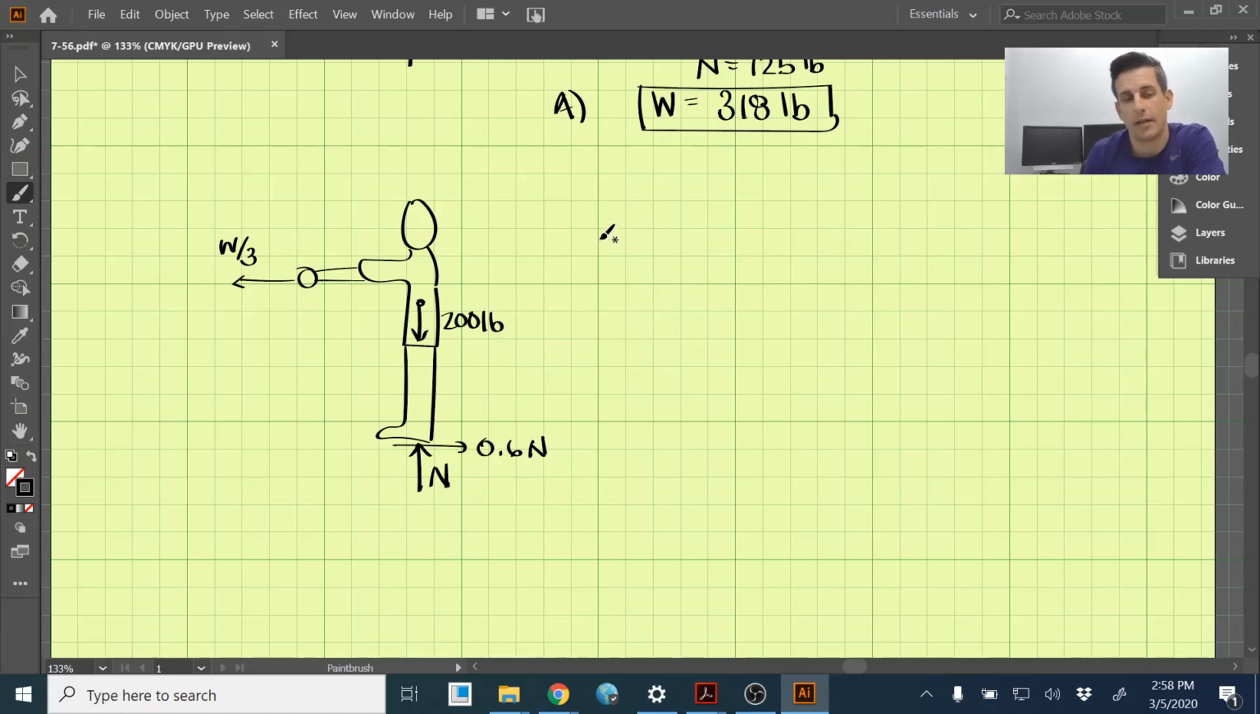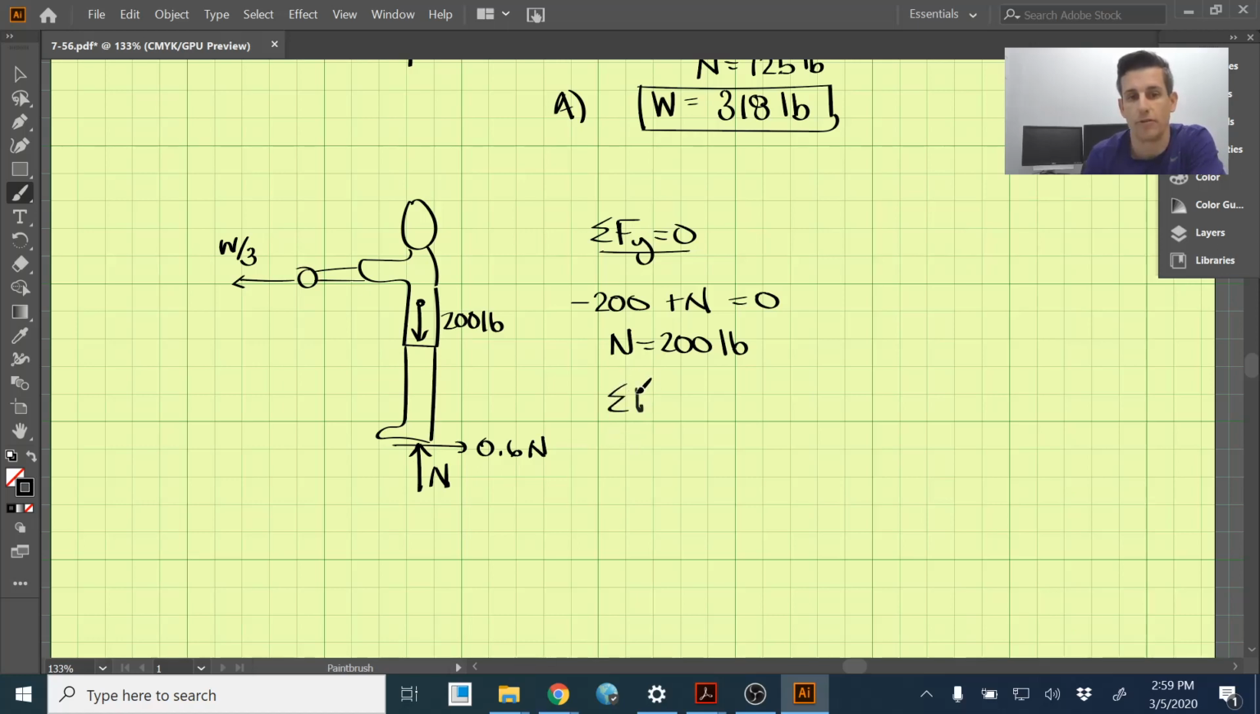So I guess we can start with the equilibrium equations. Sum of the forces in the y direction, set those equal to 0. We just have the weight of the person downward plus N equals 0. We just come up with that, so N is equal to 200 pounds. So that normal force is higher than what it was in part A, which also means the frictional force is going to be higher.